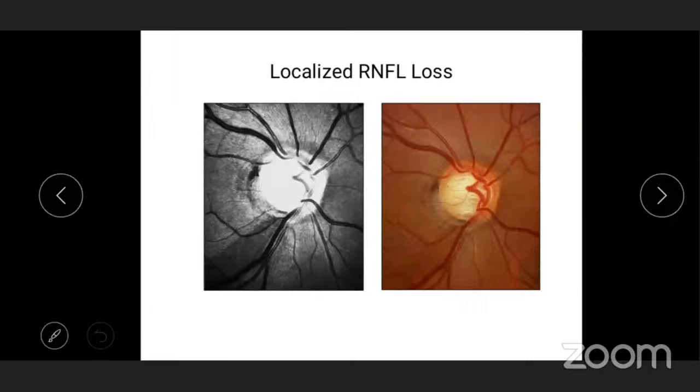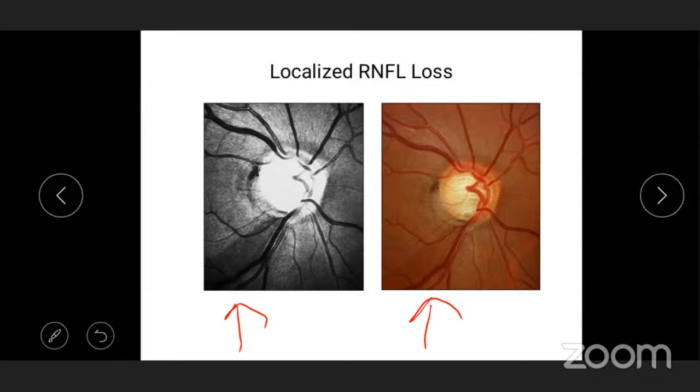Then the RNFL: you can see there is a sector defect in the color fundus photograph also, but it is much better seen in this one. You can see the defect with the red-free photograph. Now, again, we are depending on the fundus photograph a lot because that is the theme of this symposium. But you can also see this with the red-free filter of the slit lamp. Make a habit: use a 78D lens, which gives you a more zoomed up picture, flip to the red-free filter, and you will see these sector defects, which are so classical.